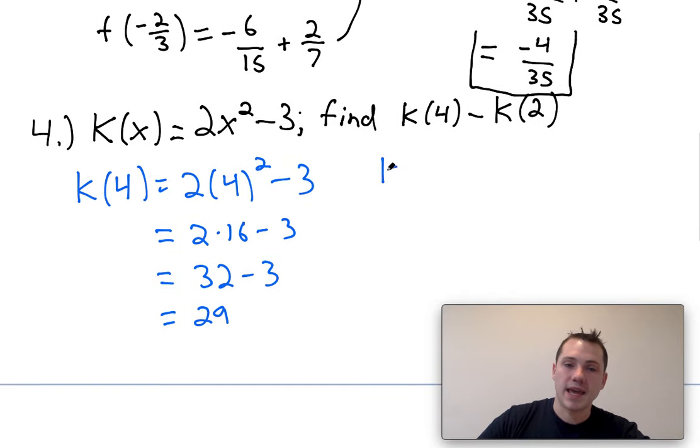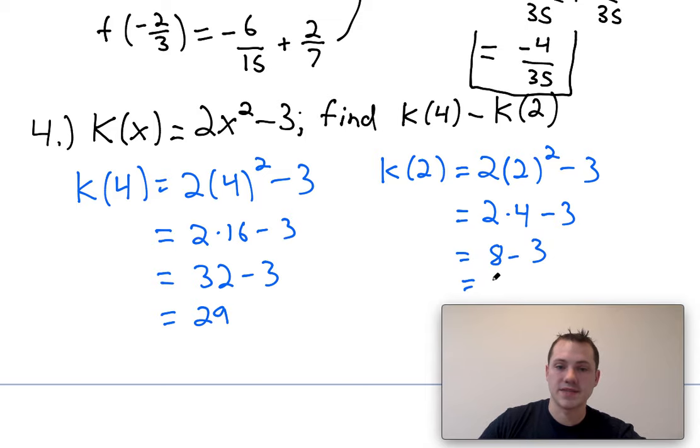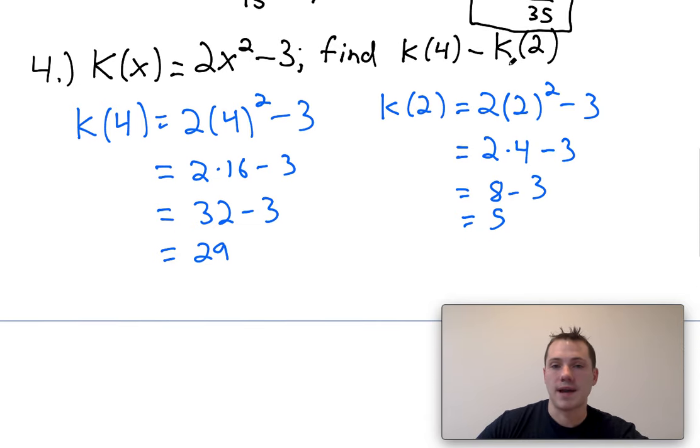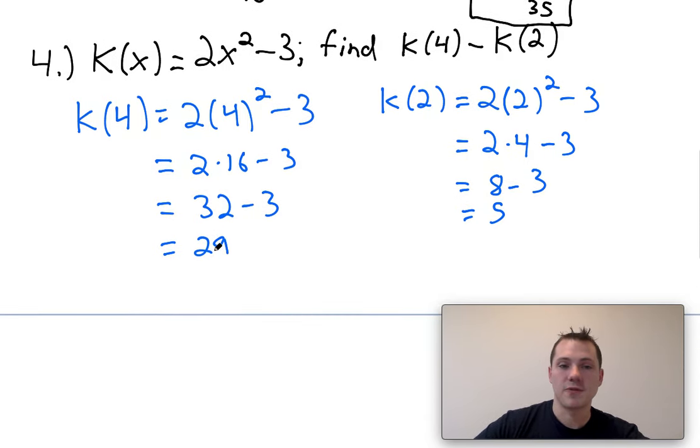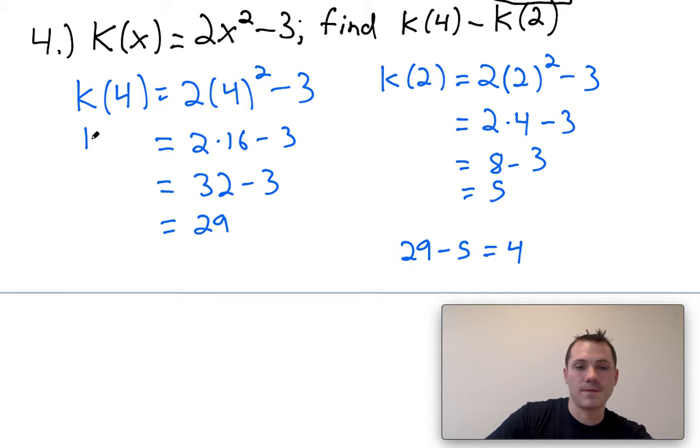Now I'm also going to figure out what k of 2 is. So k of 2 is going to be 2 times 2 squared minus 3. 2 squared is 4, so 2 times 4 minus 3. 8 minus 3, that's going to give us 5. Now, k of 4 minus k of 2, well, since k of 4 is 29 and k of 2 is 5, we would just have 29 minus 5, which would give us 24. So with that, that's how you evaluate expressions.